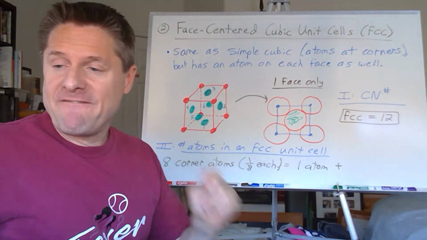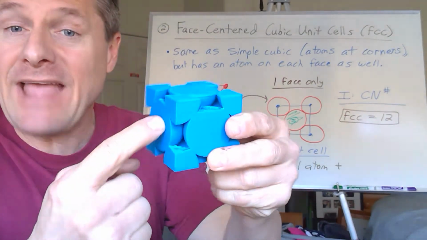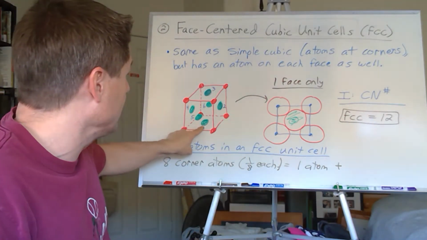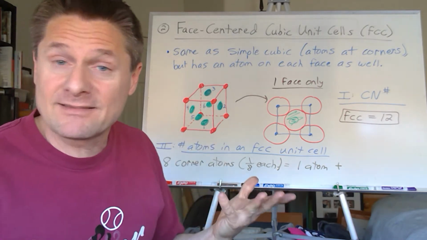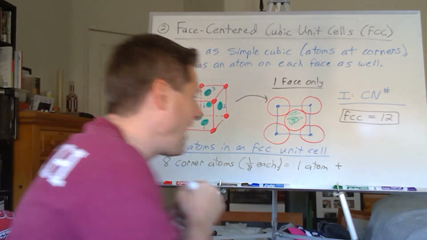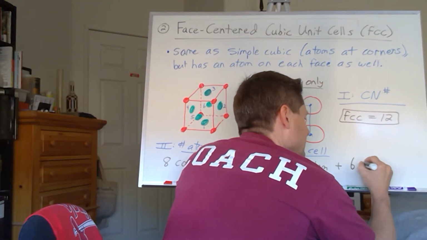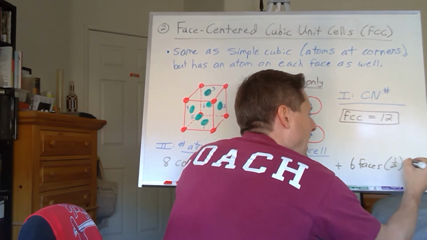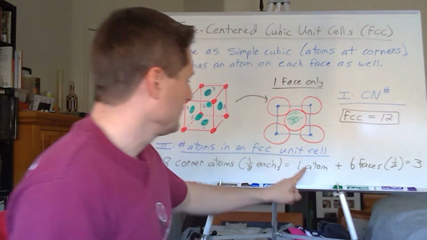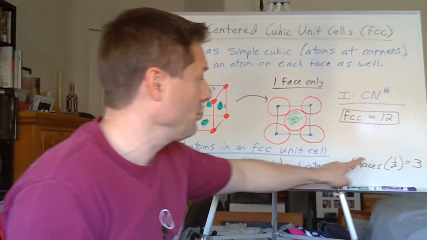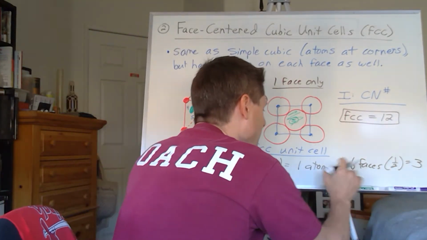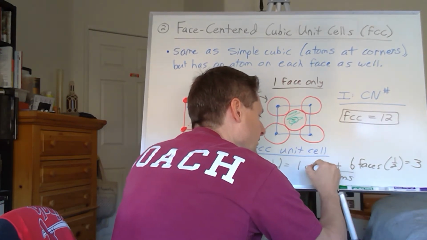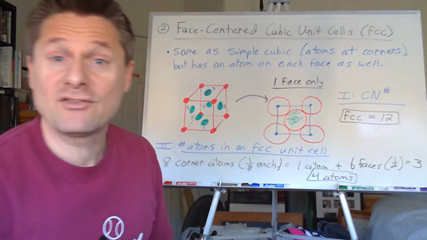Now remember, on a face, there's half of it. Do you see how there's 1/2 in there? So each face, and there's 6 faces, 1, 2, 3, 4, 5, 6, like a 6-sided dice, each counting as a half. Plus 6 faces times 1/2 is 3. So 1 atom from the corners total plus 3 from the faces. Everybody agree? 1 plus 3 is 4.